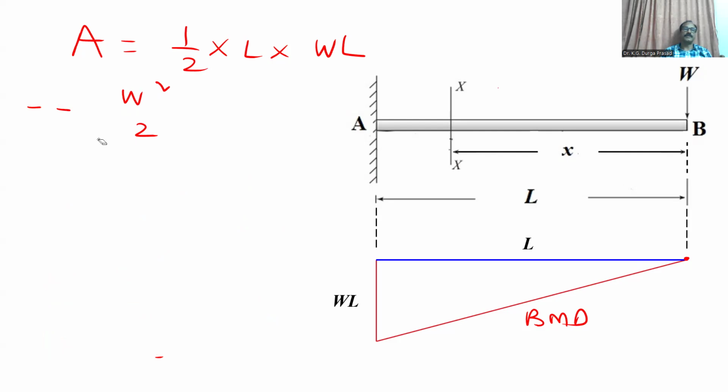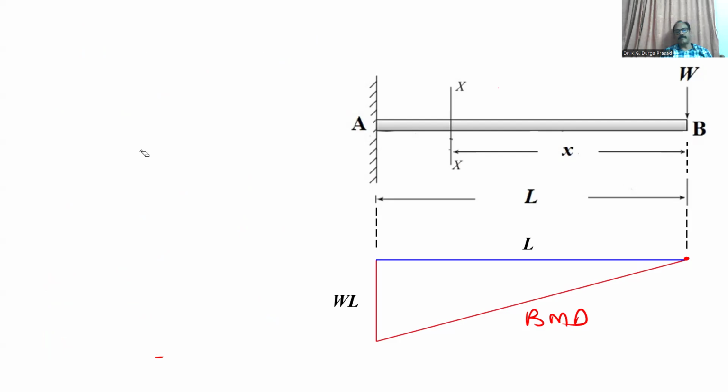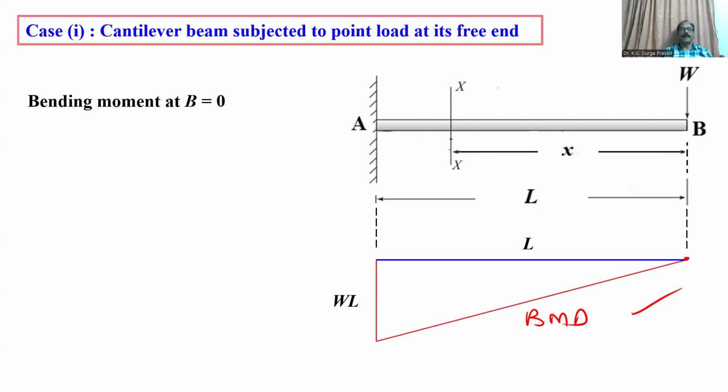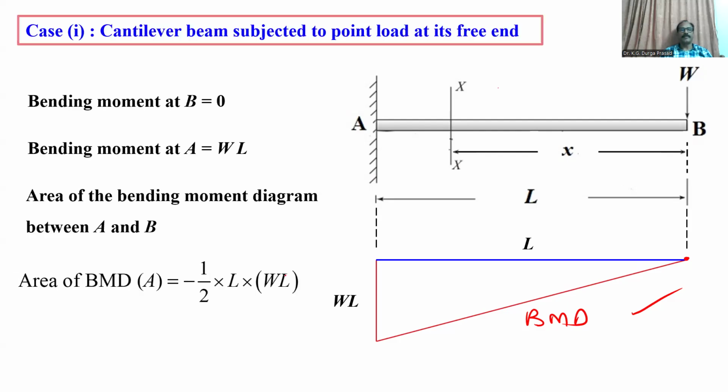Now, for your understanding, I will show you typed equations. You can see. To apply the moment area method, the first step is you have to draw the bending moment diagram. After constructing the bending moment diagram, you have to find the area. Already I told you how to draw the bending moment diagram. Here the area of the bending moment diagram is a triangle. Half into base, this is L, height is WL. So we are getting minus half W L square by 2.